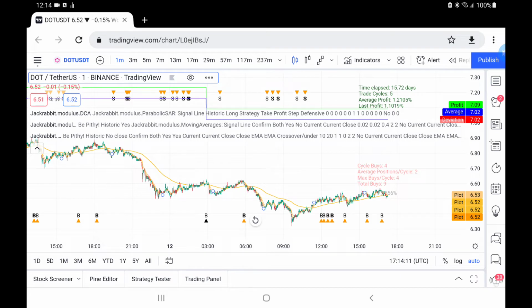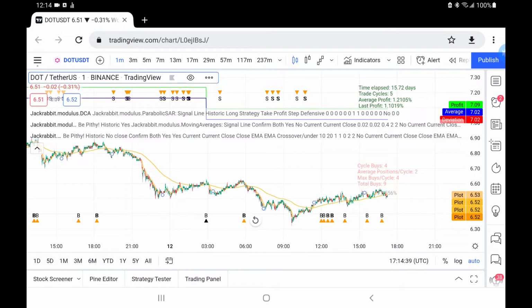This particular coin requires an average of 2 positions. Now you can set it to a 1 position hold and it would simply take longer to profit out. Now for the record, I have this set at 1% take profit. I want a nice, easy, simple out as quickly as possible.